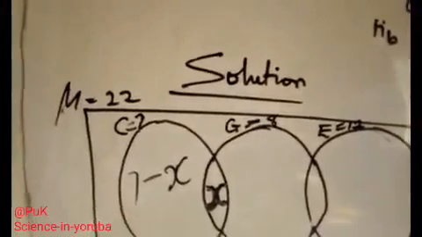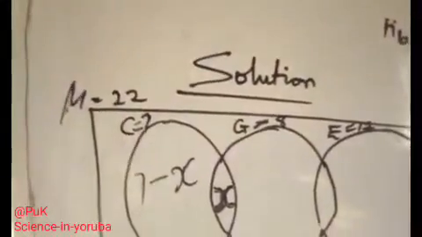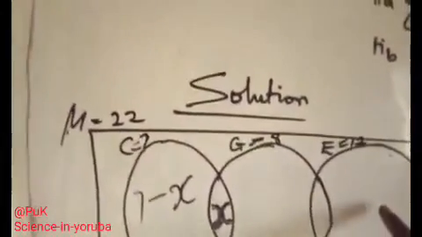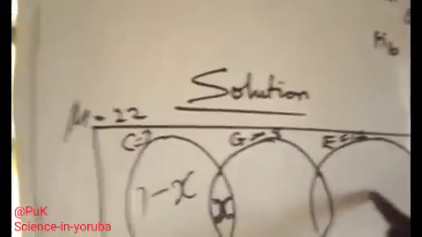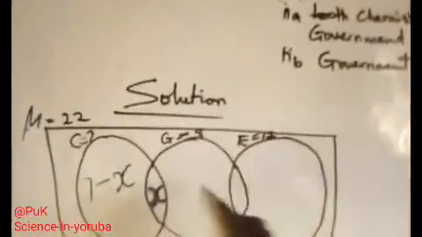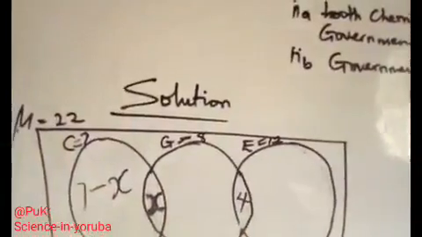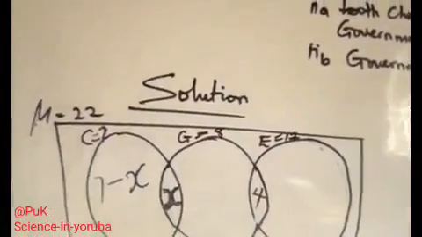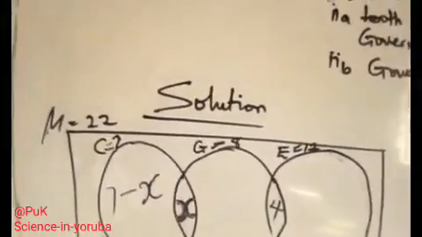So that's why we have 7 minus x. Now, we want to get the number of students taking what? How many students are taking... So they say the number of students that take economics and chemistry is nobody, right? But 4 students take economics and government.